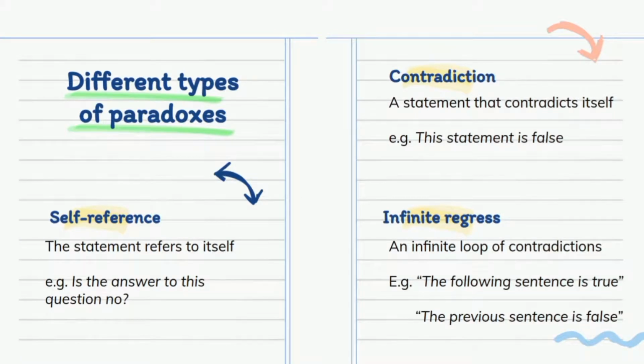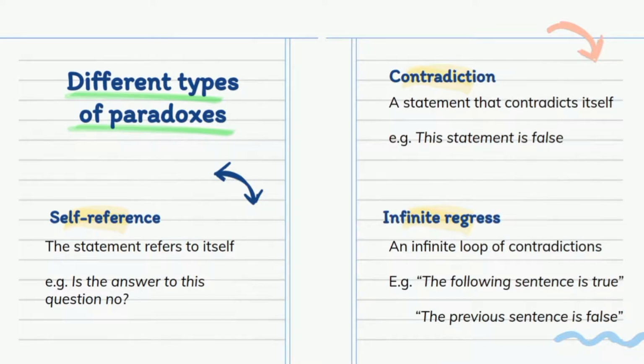For example, the first one called self-reference, which means a sentence or statement that talks or refers to itself. The second type of paradox is a contradiction, which means a statement or a sentence that contradicts itself. It basically just means a sentence that says that it is wrong. The last type of paradox is called infinite regress, which means just an infinite loop of contradictions that never ever ends, like the following sentence is true, the previous sentence is false.